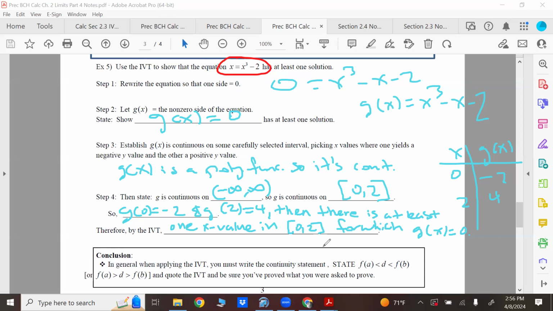Yeah, so in general, as applied to the IVT, you must write continuity statements. State that A is less than B, or whatever, and quote the IVT, and make sure you prove your ask. So that's the way you can write it. Good. Continuity, which you like. Proof about type of C existing.